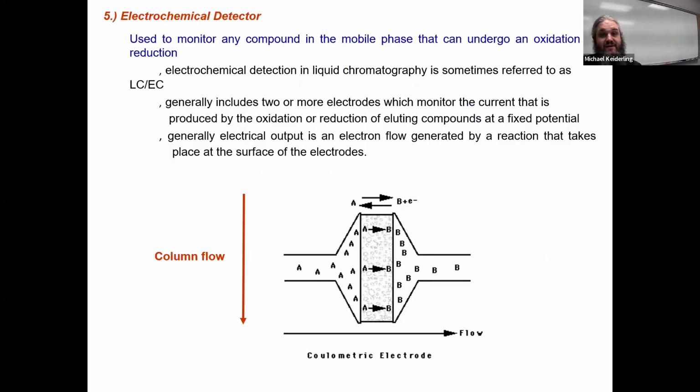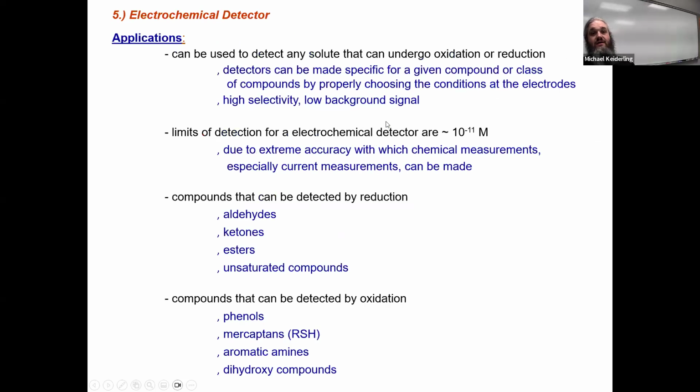Electrochemical detector is used to monitor any compound in the mobile phase that can undergo an oxidation or reduction. Electrochemical detection in liquid chromatography is referred to sometimes as LCEC. Generally, you have two or more electrodes which monitor the current that's produced by the oxidation or reduction of eluting compounds at some fixed potential. And generally, the electrical output is an electron flow generated by a reaction that takes place at the surface of the compounds. It can be used to detect any solute that may undergo oxidation or reduction.